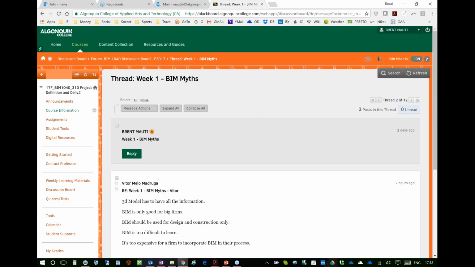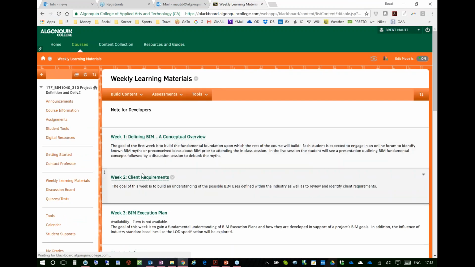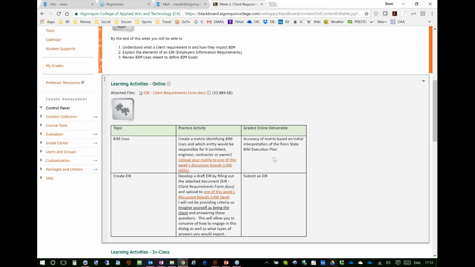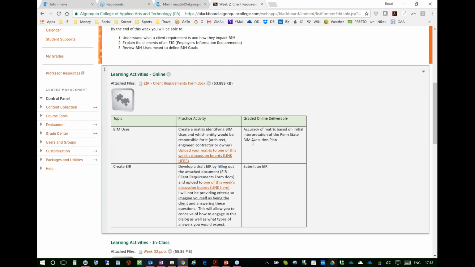So going into next week, I've already opened up week 2 for you guys. Just have a look at the hybrid portion. So again, it's looking at creating a matrix to look at what uses would be associated to which disciplines in the life cycle. And then we're looking at the EIRs. So I don't want to, whatever you dream up is right. I think that's the message to you, okay?